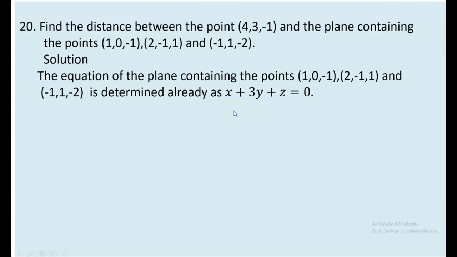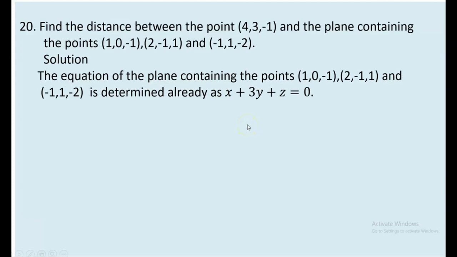So what is required here is to find the distance between this point (4, 3, minus 1) and this plane. First let's substitute 4 in place of x, 3 in place of y, and minus 1 in place of z. Can you get 0? No, because the sum is going to be 4 plus 9, 13. 13 minus 1 is 12, so 12 is completely different from 0. This shows you that the point is not lying on the plane. If the point is lying on the plane, the distance is obviously 0. But now the point never lies on the plane, so we can calculate the distance between the point and the plane. It is expected to be a non-zero value.